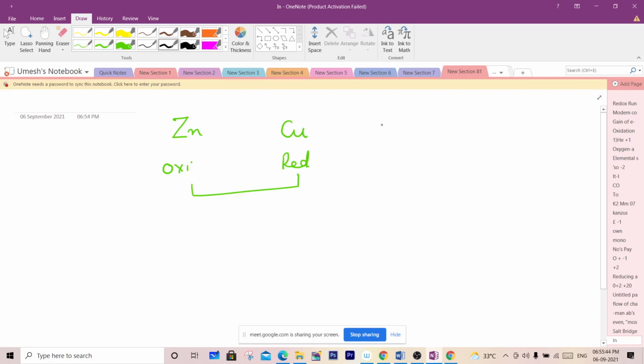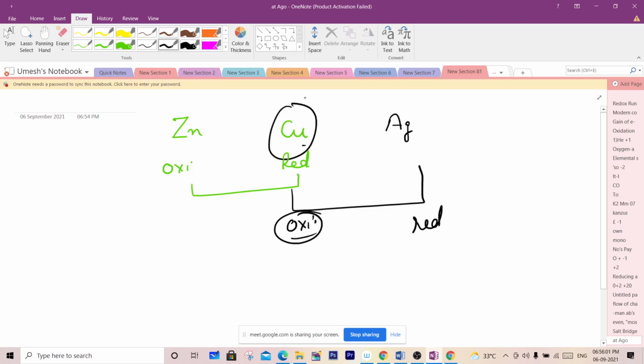Okay, what we do is we have another example here. Suppose we make a cell here of copper and silver. We find that if we make this cell, this will undergo reduction and this will undergo oxidation. It means copper can lose electrons or gain electrons both ways. It can undergo reduction, it can undergo oxidation, depending upon with which element it is interacting. If it is interacting with zinc, it is undergoing reduction. If it is interacting with silver, it is undergoing oxidation.